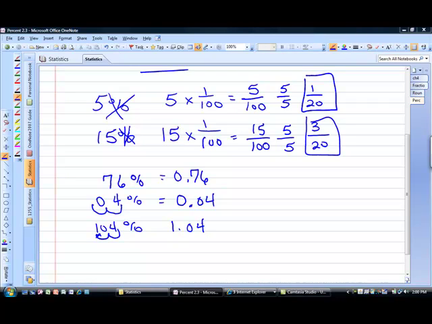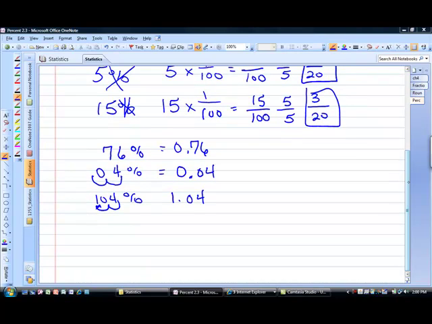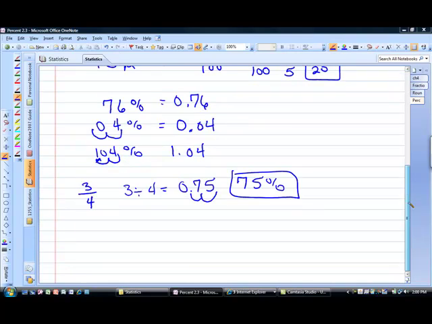Let's work a few more of these out. We want to change fractions to percentages. So we have 3 over 4. We're going to divide, and that gives us 0.75. We're going to move our decimal place over 2 places, and that equals 75%. If we have 4 over 5, we'll divide, and that gives us 0.80. We move our decimal place over 2 places, and that results in 80%.